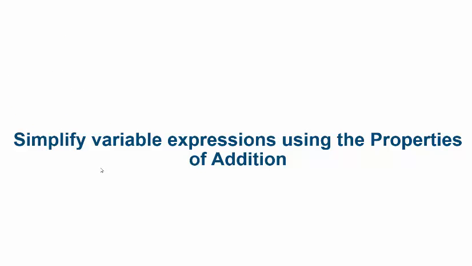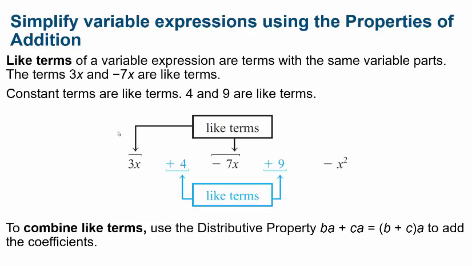All right, now let's just go through all these properties and talk about how you simplify variable expressions using the properties. So first we'll do the property of addition, okay? So the first thing you're going to do when we talk about simplifying is like terms. We want to do what's called combine all like terms. So like terms of a variable expression are terms with the same variable parts. So the terms 3x and minus 7x are like terms, okay, because they each have an x in it, okay? Constant terms are also like terms, so numbers like 4 and 9 are like terms.